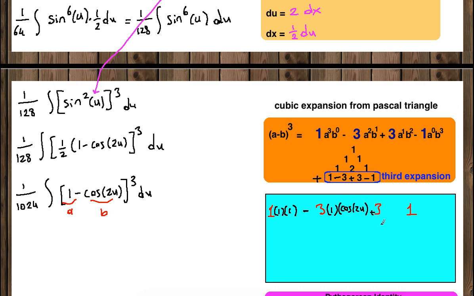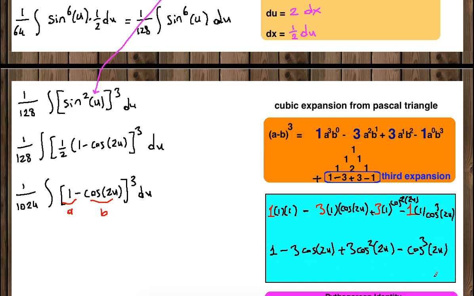And we have plus sign 3 times a to the first term, which is 1, b to the second power, which is cosine squared of 2u, and minus 1 times a to the 0th is 1, and b to the cube is cosine cubed of 2u. Let's clean up here. 1 times 1 times 1 is 1, minus 3 times cosine of 2u, plus 3 times cosine squared of 2u, minus cosine cubed of 2u.